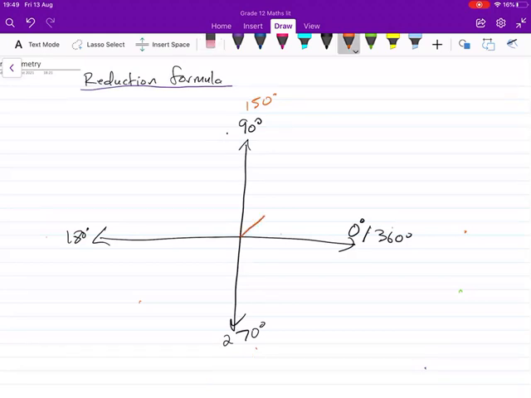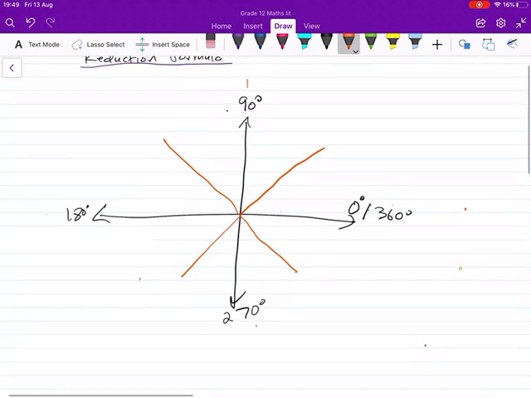I want us now to suppose that we have a situation that looks something like this. Okay? What do you see concerning this angle that I drew? Well, we can see that this angle is greater than 0 degrees. Clearly, it is greater than 0 degrees. However, it is less than 90 degrees. Be careful.